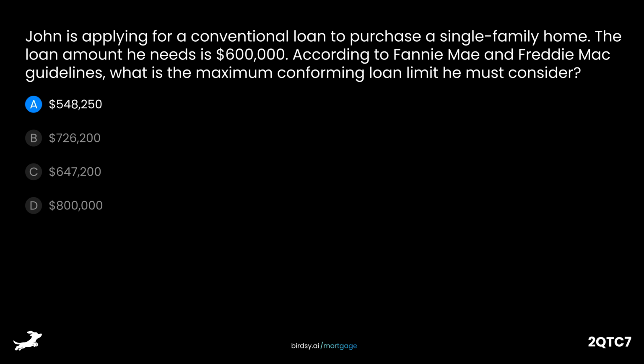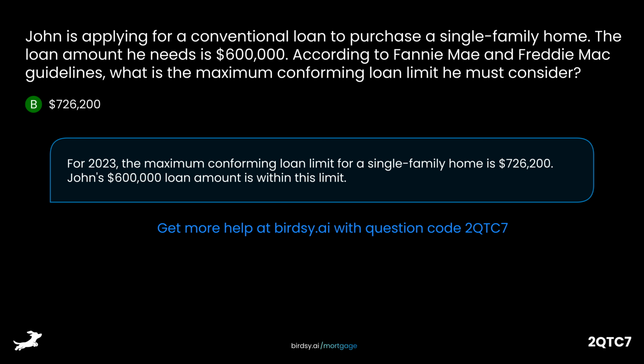Is it A, $548,250, B, $726,200, C, $647,200, or D, $800,000? The answer is B, $726,200. For 2023, the maximum conforming loan limit for a single-family home is $726,200. John's $600,000 loan amount is within this limit.